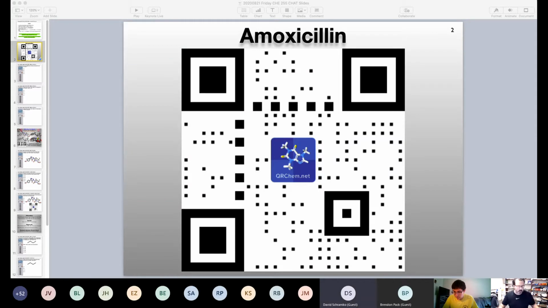Okay, so you should have the structure up again. The nice thing about this app, this QR Chem app, is you can visualize structure even if you don't have a model kit. You can rotate the molecule around, and basically, again, the point of this exercise is to show you that when we write things on paper, it's flat, but in reality, these molecules have shape, and the shape is imparted by the functional groups present in the molecule.